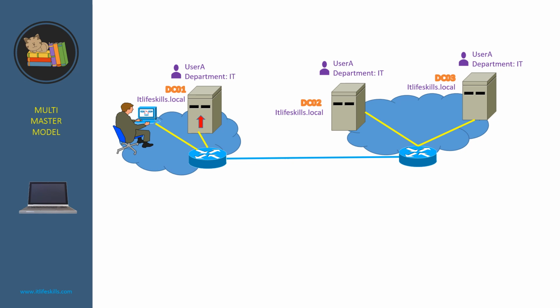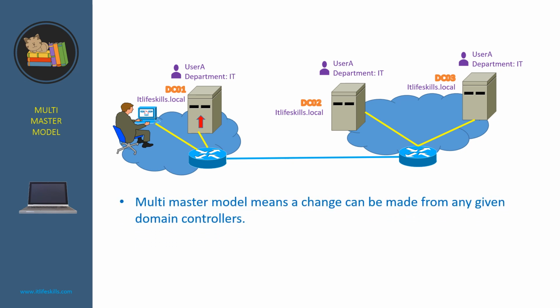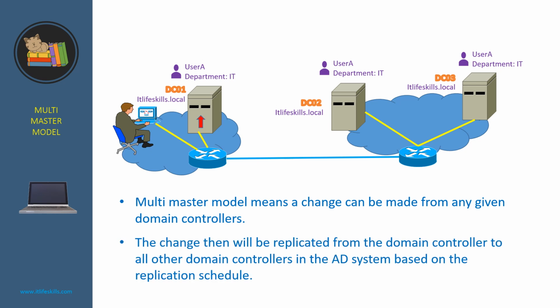So multi-master model simply means a change can be made from any given domain controller. The change then will be replicated from the domain controller where the change is made to all other domain controllers in the IT system based on the replication schedule.